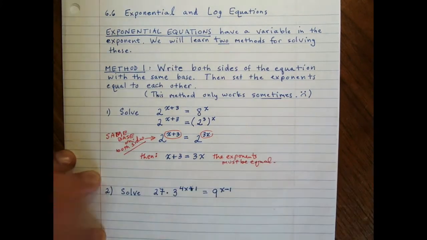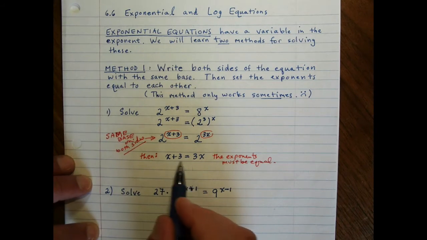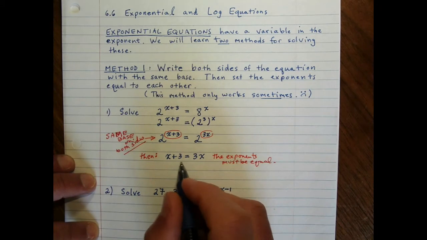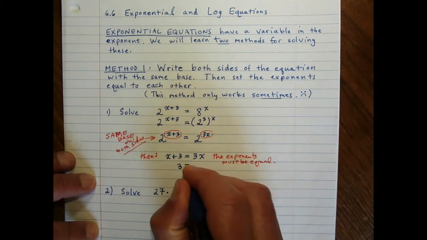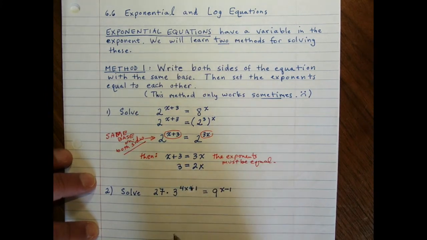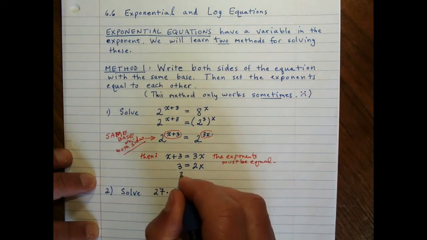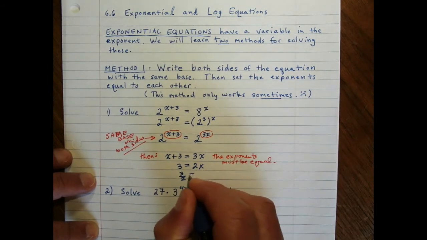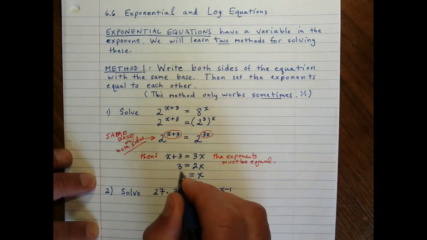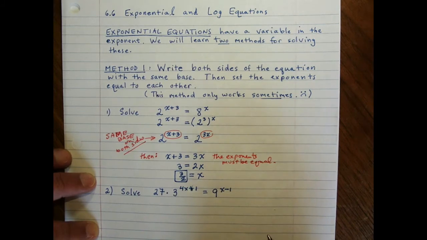So we kind of plucked them out of the exponential position, and now we just solve for x using methods that we've learned a long time ago. I think I'm going to leave 3 where it is, subtract x from both sides. 3 equals 2x. And I can divide both sides by 2, so 3 halves is equal to x. And that's my solution to that problem.